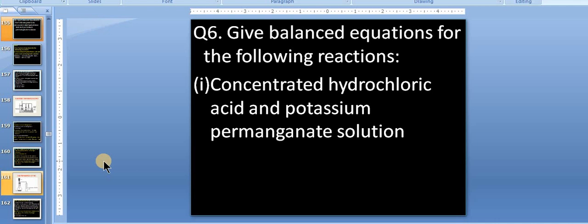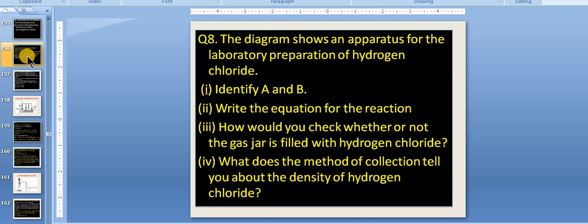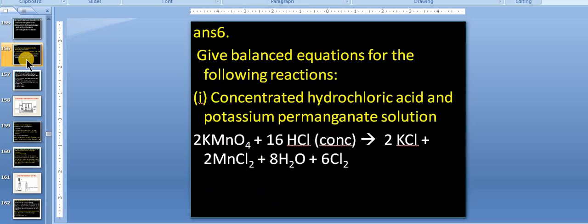Now, if I say KMnO4 is an oxidizing agent, it means HCl, hydrochloric acid, will be converted to what? Yes, everyone, I can see the answer on the screen. Chlorine gas. So now you can see on the screen, okay, this is the reaction.